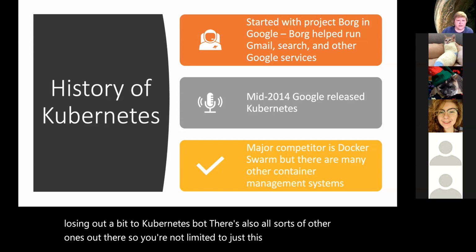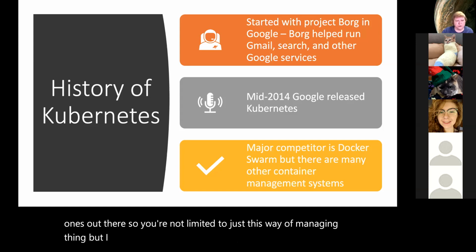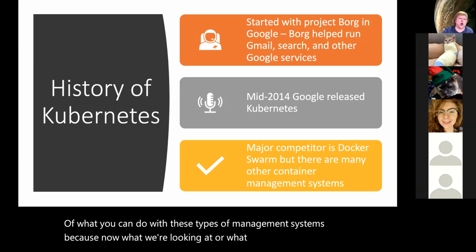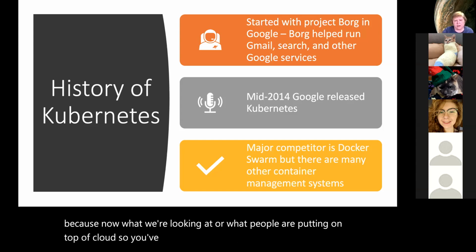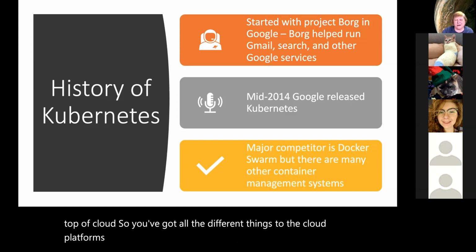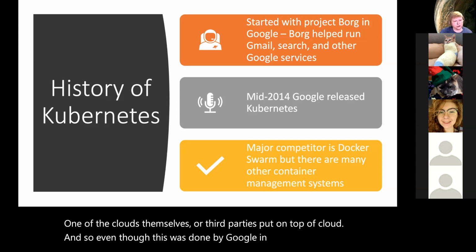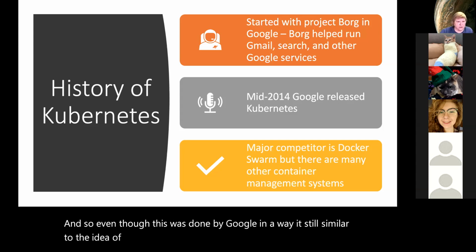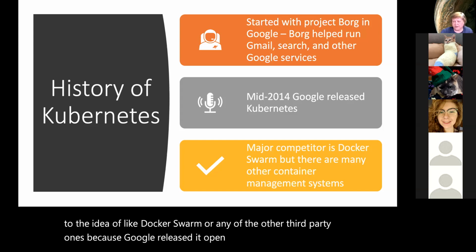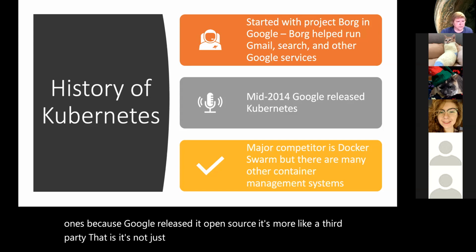But I want to use Kubernetes as an example of what you can do with these types of management systems, because now what we're looking at are what people are putting on top of the cloud. You've got all the different things that the cloud platforms provide, but now there's another layer, and these are all the things that either the clouds themselves or third parties put on top of cloud. Even though this was done by Google, it's still similar to Docker Swarm or any of the other third-party ones. Because Google released it open source, it's more like a third party. It's not just for GCP.